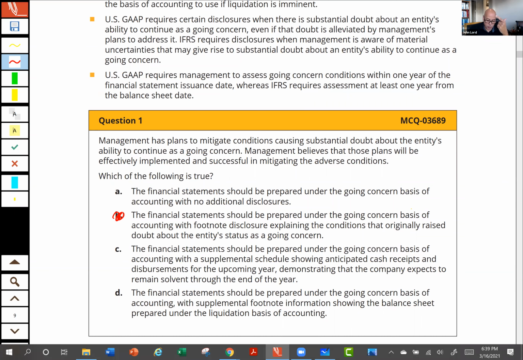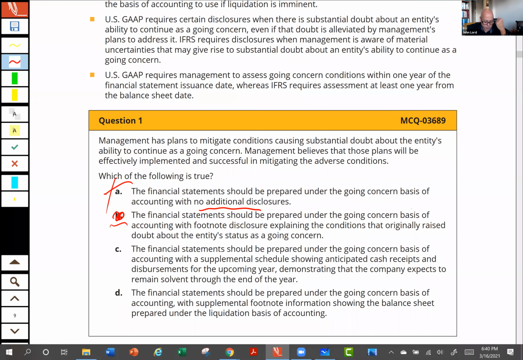Now, the financial statement should be prepared on the going concern basis and no disclosures. The only time I'm going to use liquidation basis is if liquidation is imminent, and they're going to have to say that in the question. For going concern, you still prepare the financial statements using the going concern basis. But no disclosures is only if there never was substantial doubt. So A is not correct. B, the financial statement should be prepared under the going concern basis with footnote disclosures explaining the conditions that originally raised the doubt about the entity's going concern status.